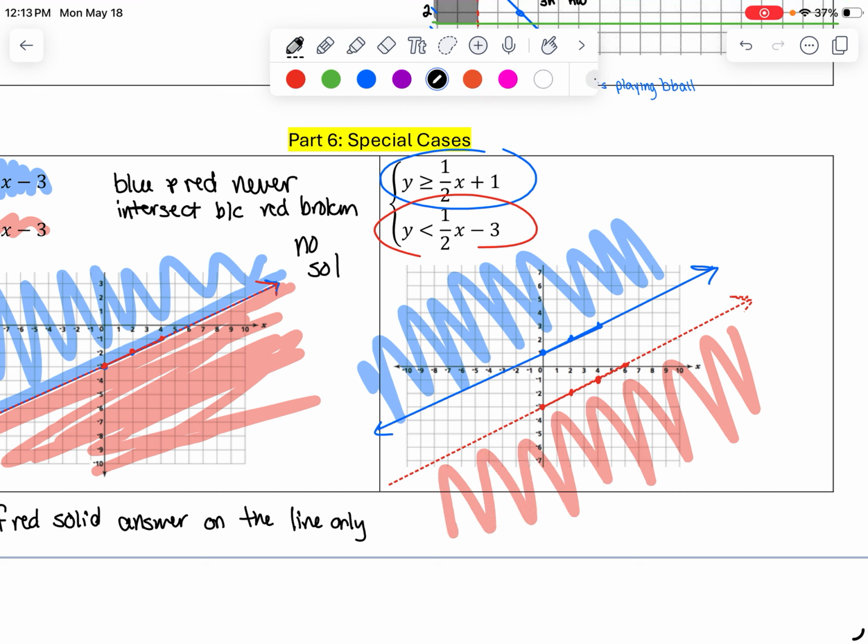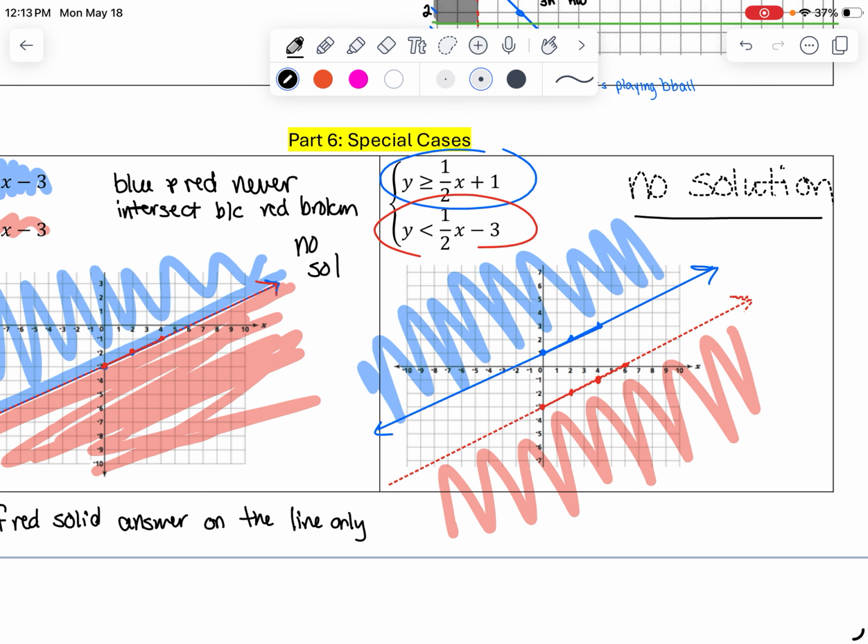This one is a clear, definite. You guys can see, where does the blue intersect with the red? This is a no solution. Nah, I had this on broken still. No solution because the red and the blue never meet. So I wanted to show you that there could be a special case of no solution.